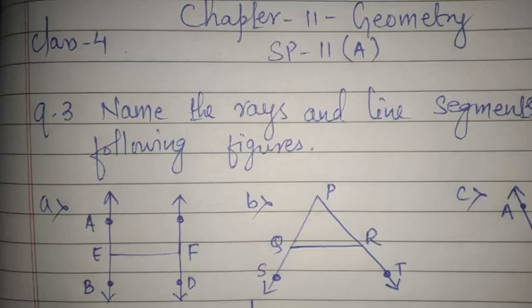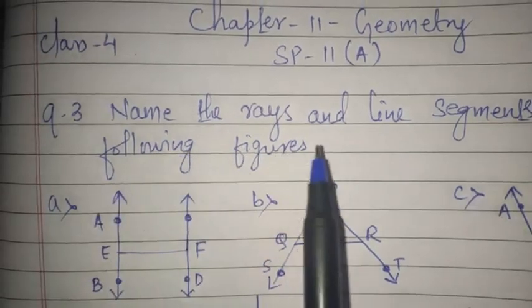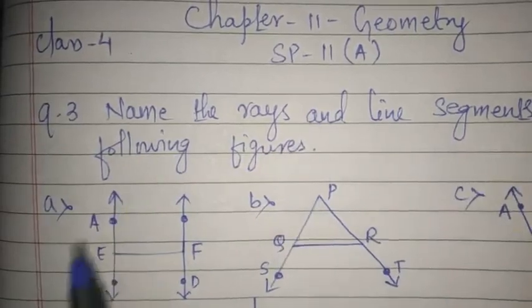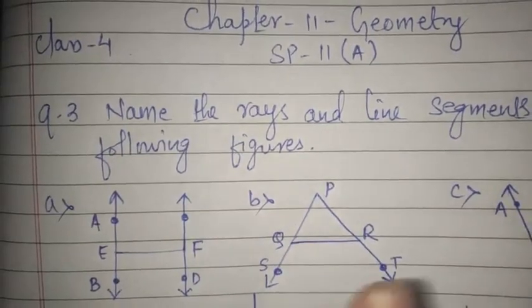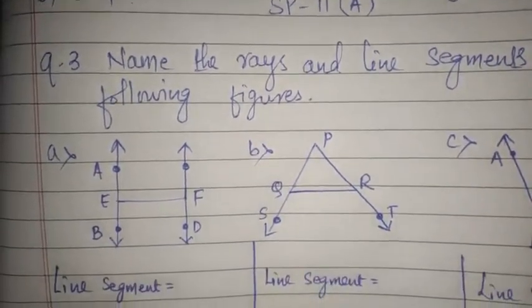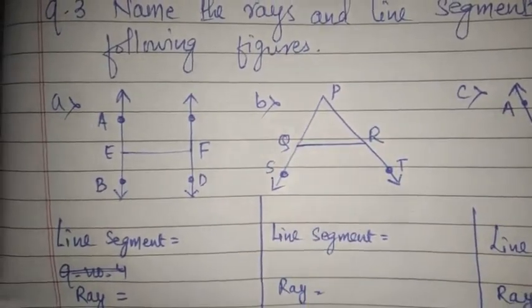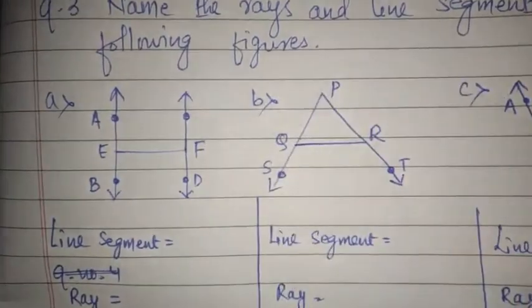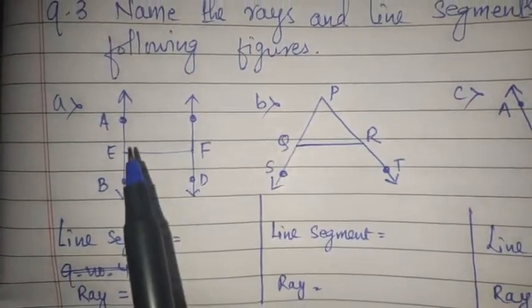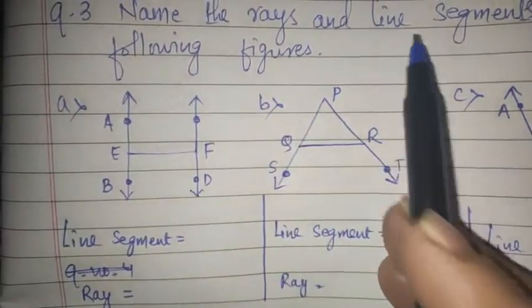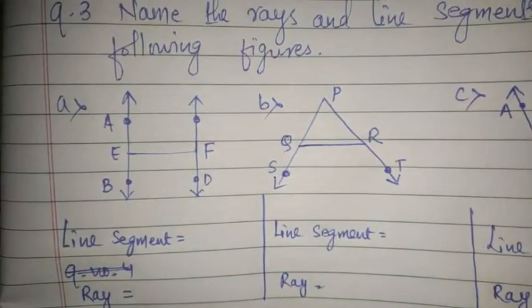So in today's class, we will be continuing question number 3 of self-practice 11a. The question is, name the rays and the line segment in the following figures. The figures are given below here. What you have to do is name the line segment and name the rays. I hope you have understood the term line segment and the term ray.